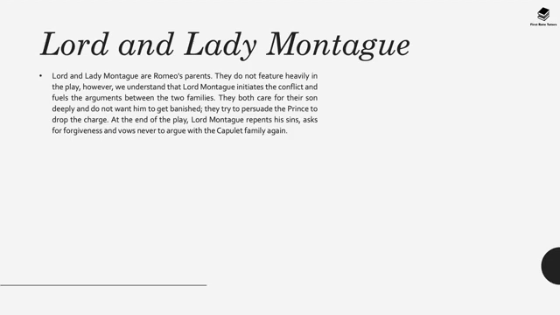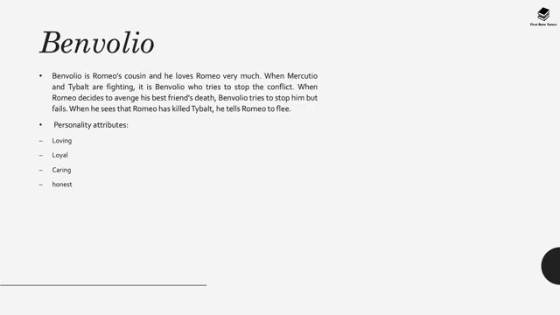The other characters are Lord and Lady Montague, and they're Romeo's parents. Although they don't feature heavily in the play, we do understand that Lord Montague initiates the conflict and fuels the arguments between the families. They both care for Romeo deeply and don't want him to get banished, and they try to persuade the prince to drop the charge, and at the end of the play, Lord Montague repents his sins and asks for forgiveness and vows never again to argue with the Capulet family.